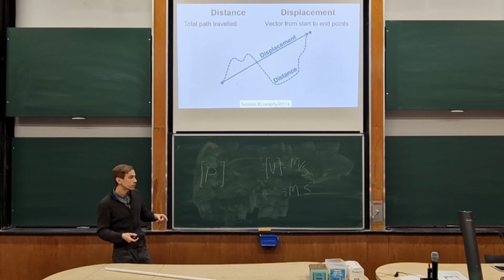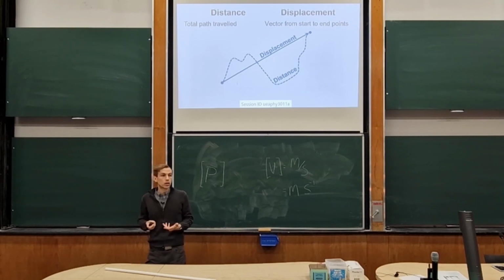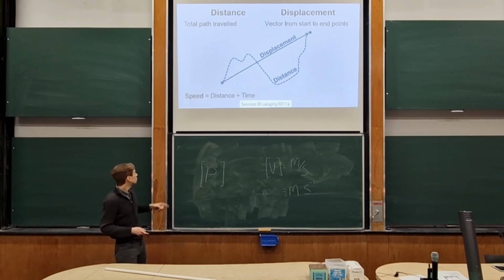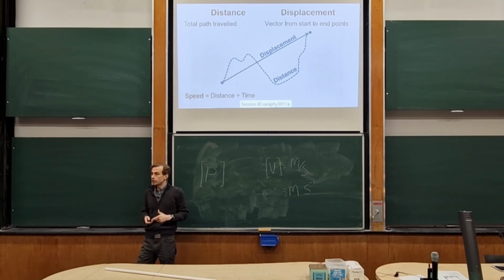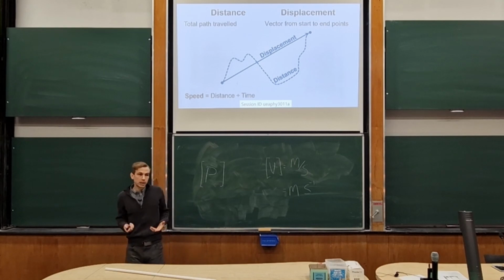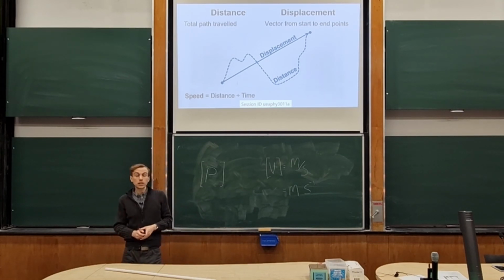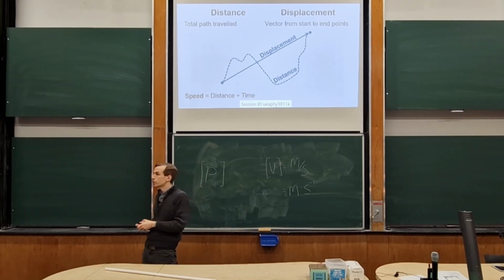Once we have distance and displacement, we can then talk about the related concepts of speed and velocity. So speed is our distance divided by time, divided by how long it took. And we say speed is a scalar quantity. So maybe your speed is 20 meters per second, but there might not necessarily be a particular direction associated with it.